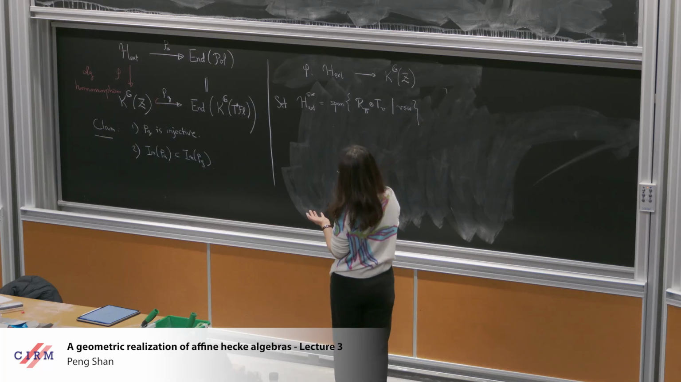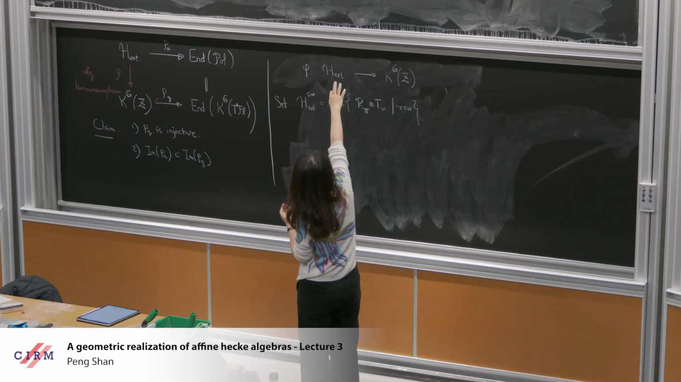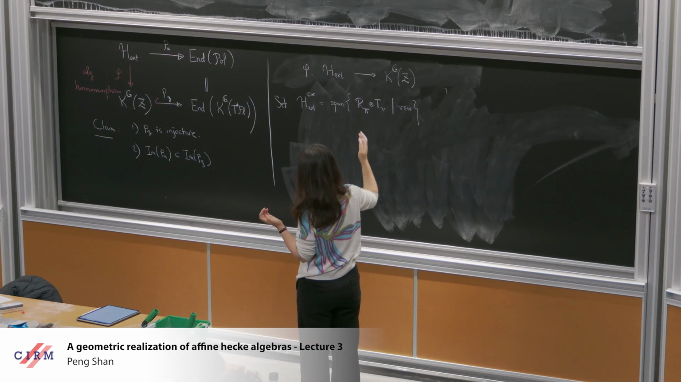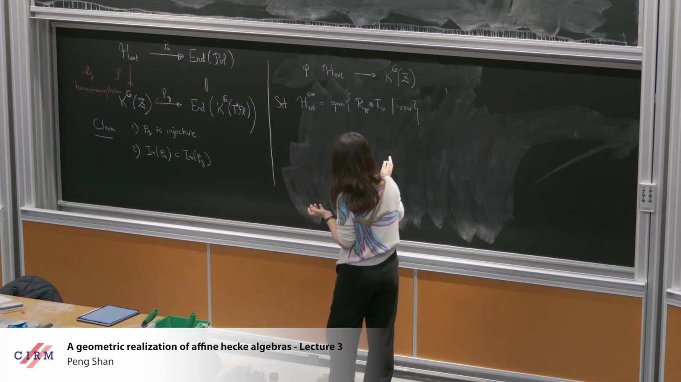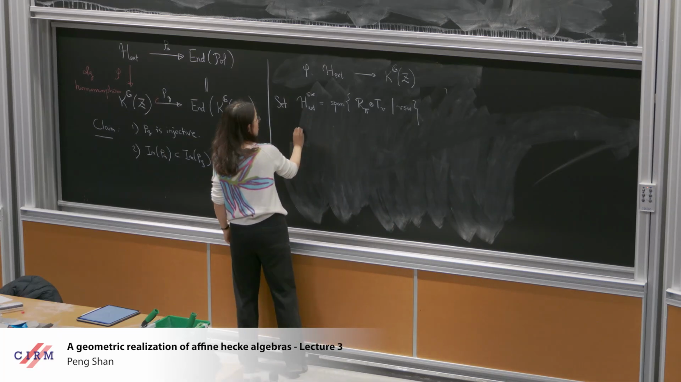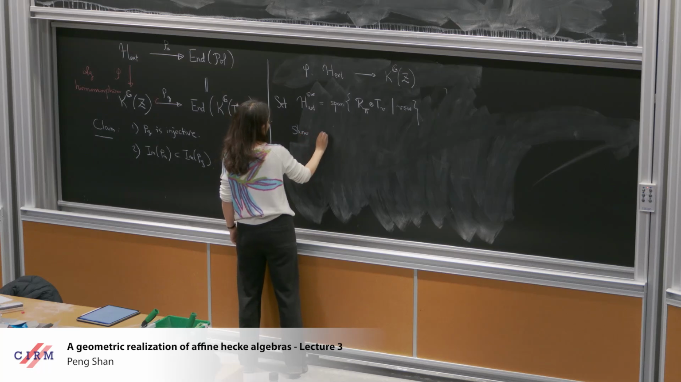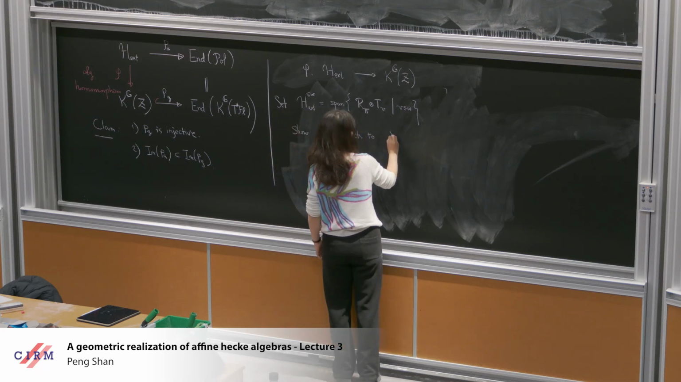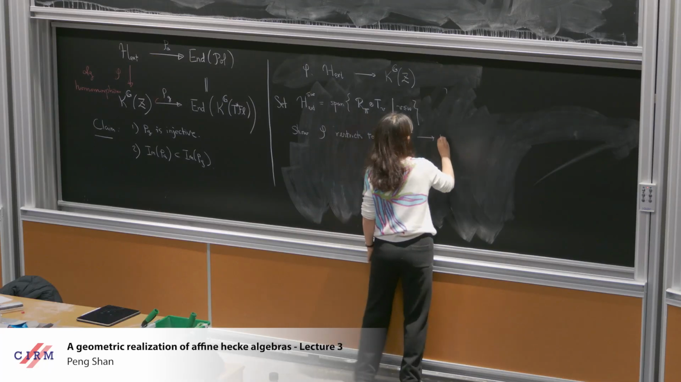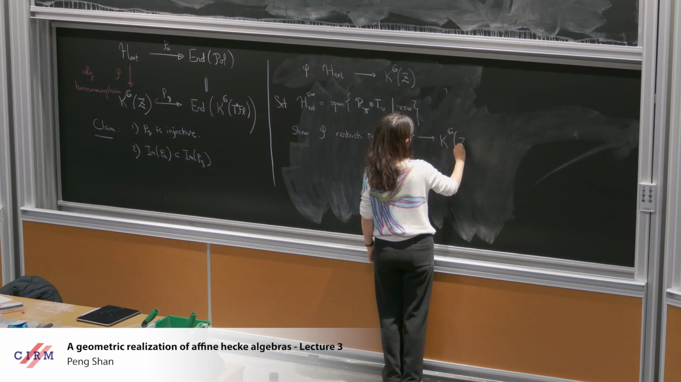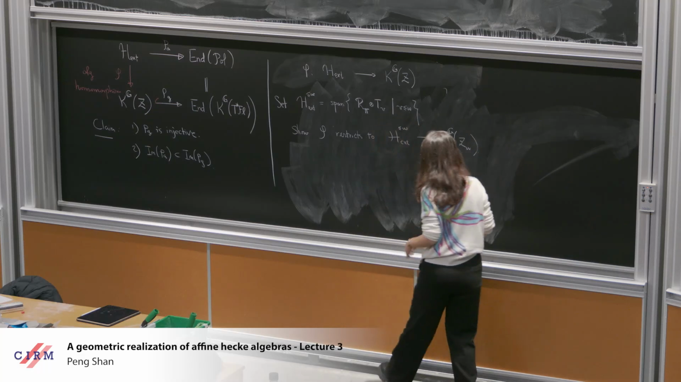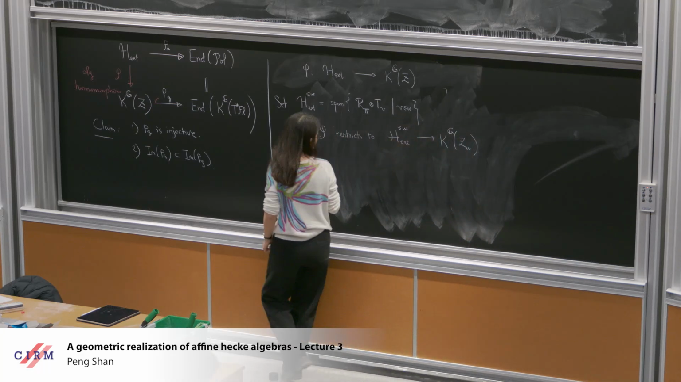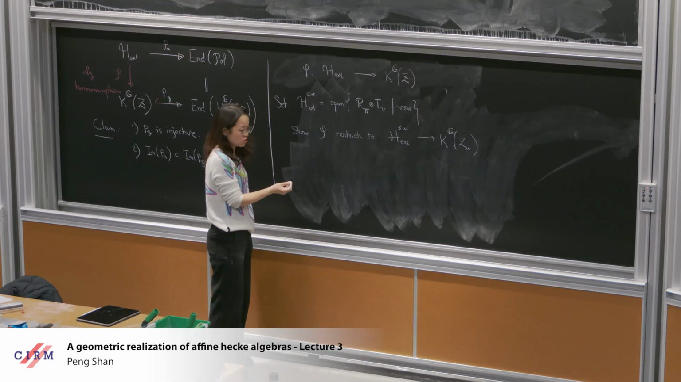Then you need to use your knowledge about TS we have just shown and use some not so difficult property of convolution product to show that phi restricts from Hx to this Kg of ZW, and therefore it induces a map on the associated graded.